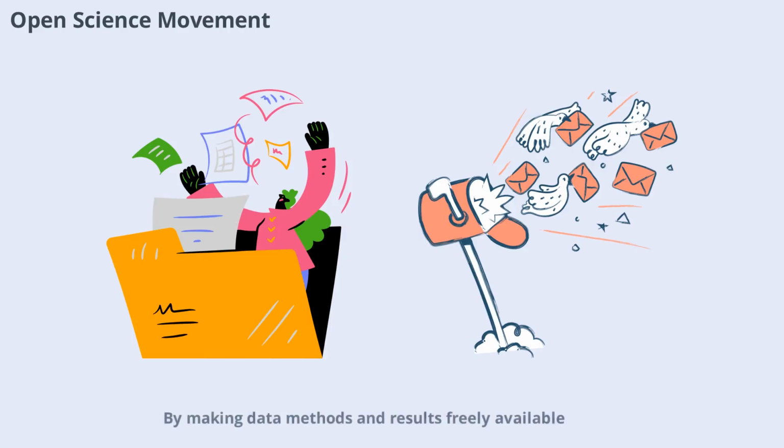The open science movement is transforming how research is conducted and shared. By making data, methods, and results freely available, scientists can build on each other's work and accelerate progress.